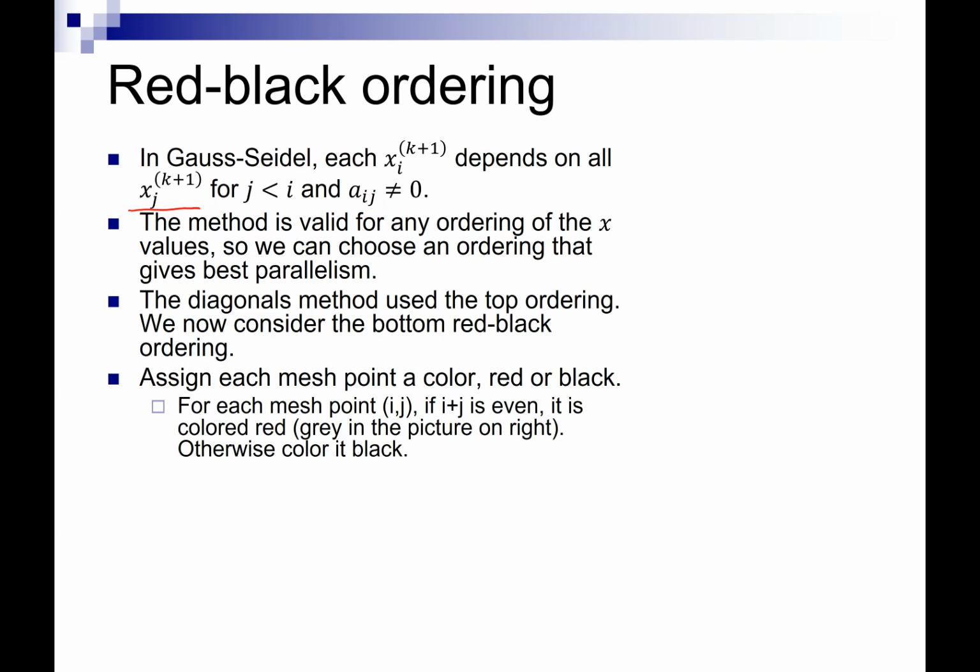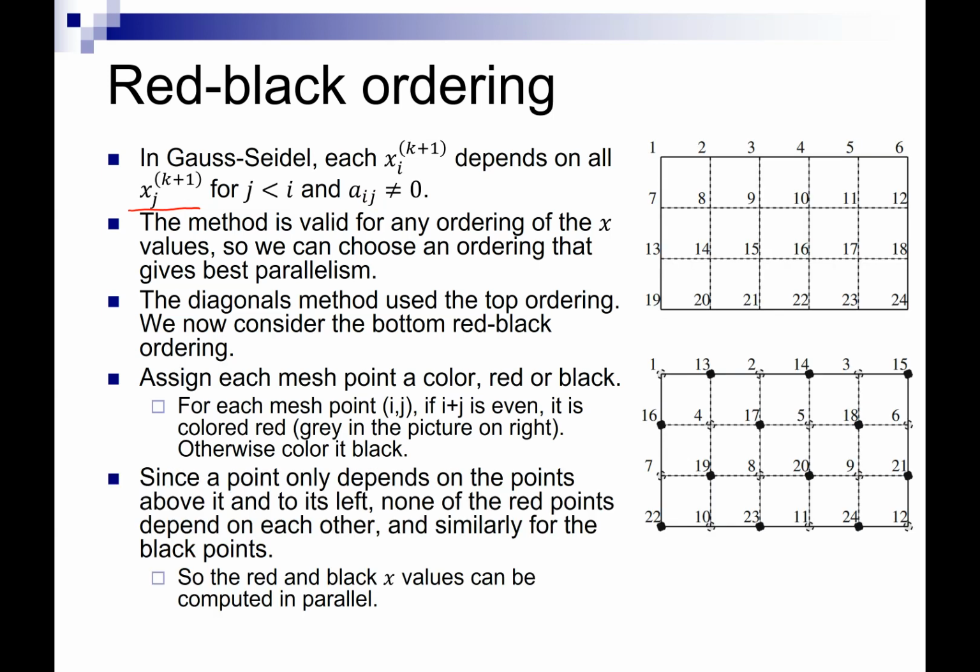Now the key to the red-black ordering is that, previously when we ran the diagonal method, we ordered the points in this natural row-major ordering. But you don't have to order points in this order. You can actually order the points any way you want. So here we're calling this point x1 and this point x2, and so on. You don't have to order the points that way. You could do something else where maybe you call this point x1, this x2, and this x3, and so on.